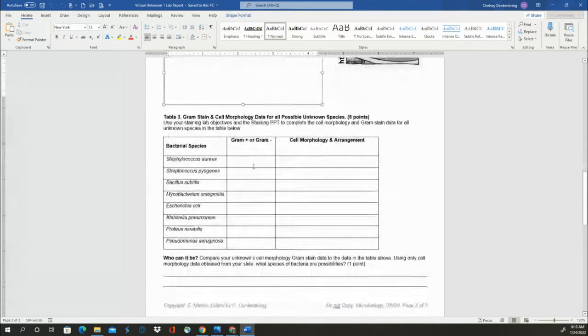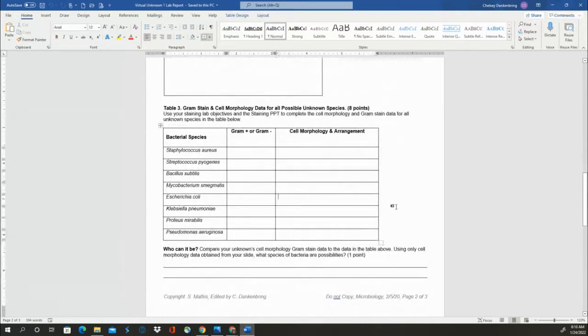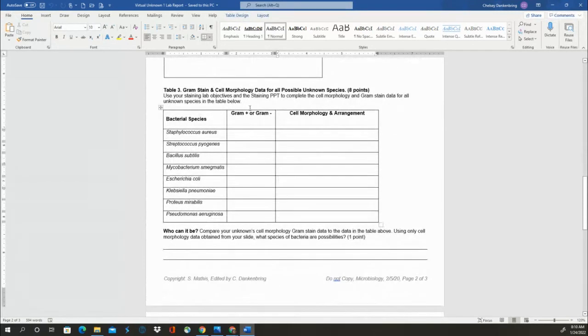So then what you're going to do is go through the gram stain PowerPoints and look at the pictures of each organism, and you are going to tell me if each organism is gram negative or positive, and then you are going to give me their morphology and arrangement.